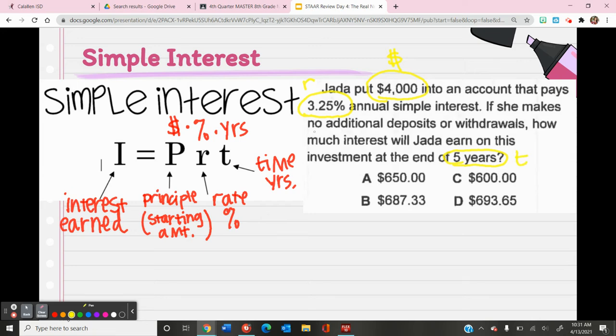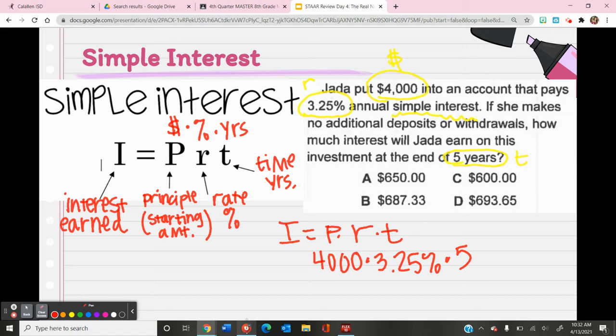And then it's also important to make sure you know which interest you're finding, either simple or compound. And it tells us right here that it is simple interest. The question says, how much interest will Jada earn on this investment? So I'm just finding the amount of interest. I don't have to find the total balance in her account. So again, our formula was I equals P times R times T. Now our principal was $4,000 times our interest rate, which was 3.25%, and times the amount of years, which was 5.